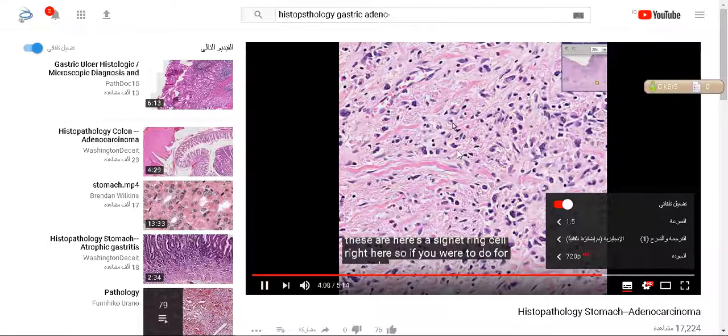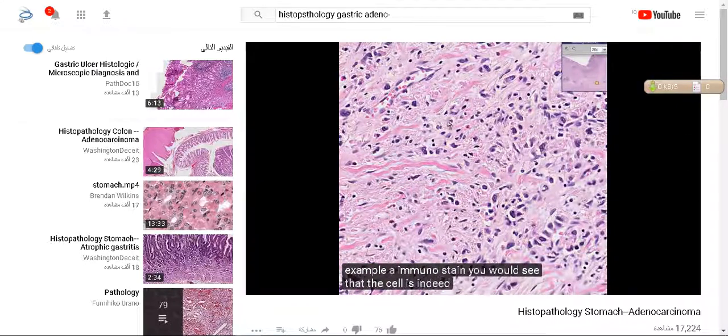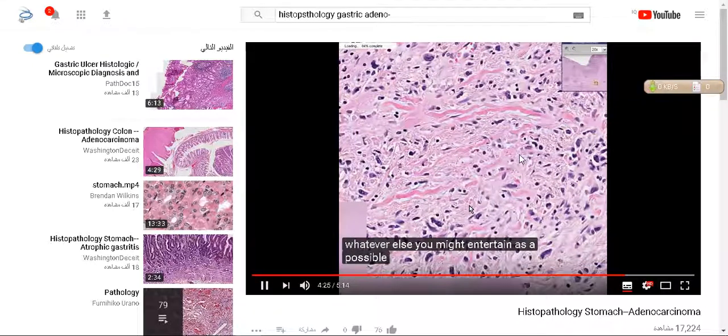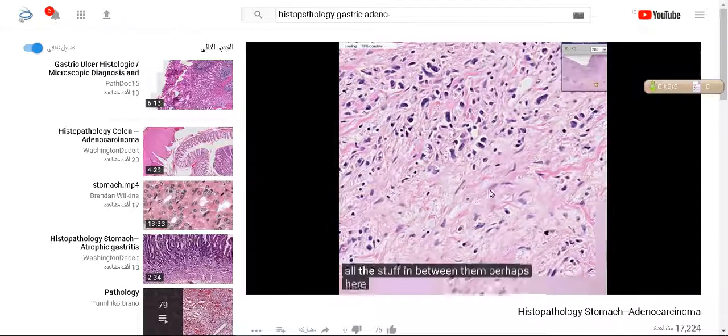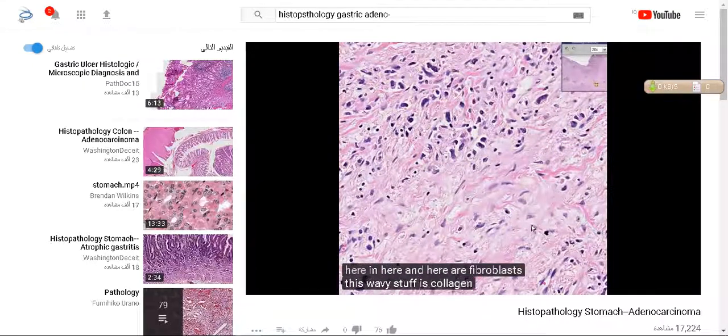So if you were to do, for example, an immunostain, you would see that this cell is indeed of epithelial origin, and so are all these other nasty looking cells, rather than something like a macrophage or a plasma cell or whatever else you might entertain as a possibility. All these nasty cells are tumor cells. All the stuff in between them, perhaps here and here and here, are fibroblasts. This wavy stuff is collagen.